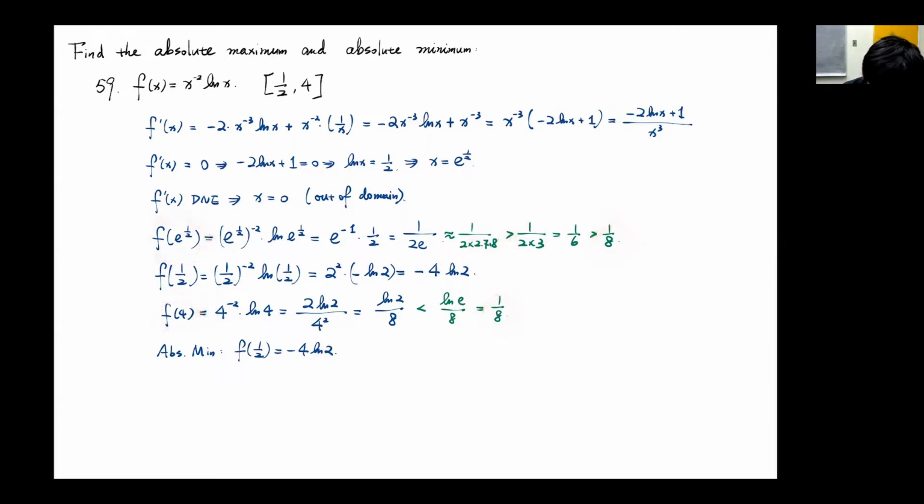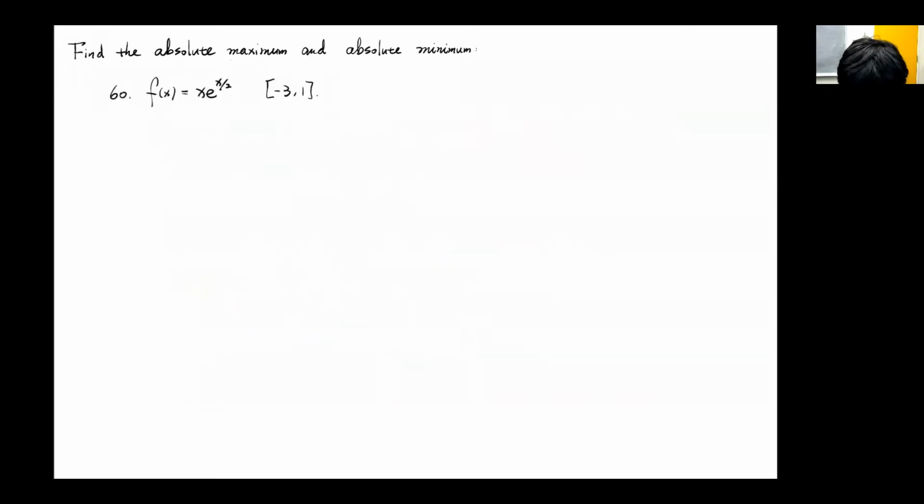So that way we can tell that the absolute maximum of this function is going to be f of e to the 1/2, which is equal to 1 over 2e. All right, so this is how we perform the comparison in problem 59, and this concludes the problem. Okay, now let's look at number 60.